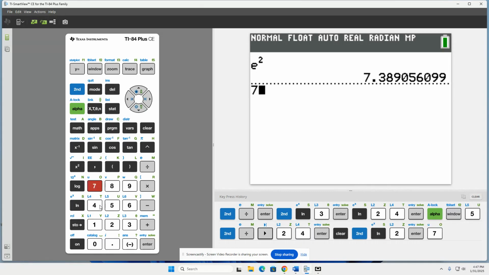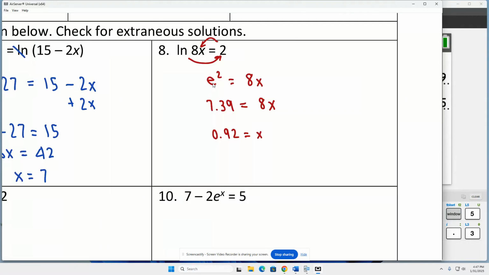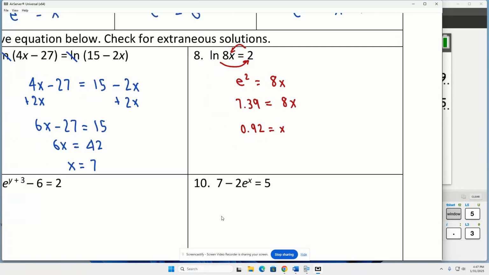So if I take 7.39 and divide it by 8, which I'm going to show you in a minute, that's going to narrow down to 0.92 equals x. So let me show you this work. Again, I typed this in the calculator as 7.39 divided by 8, which is 0.92. That's how easy this is, y'all.